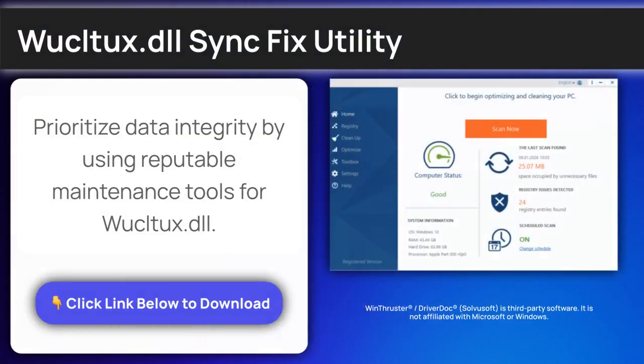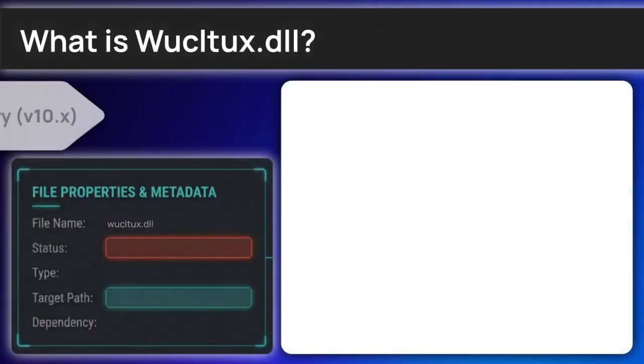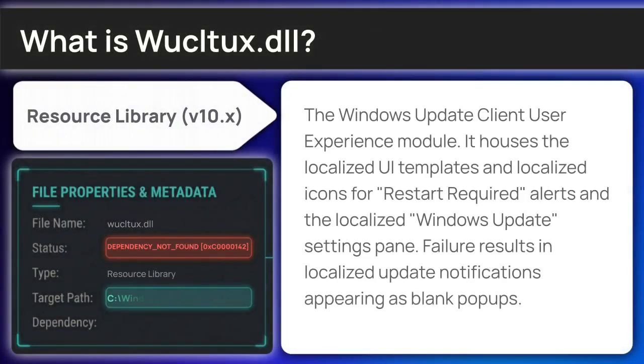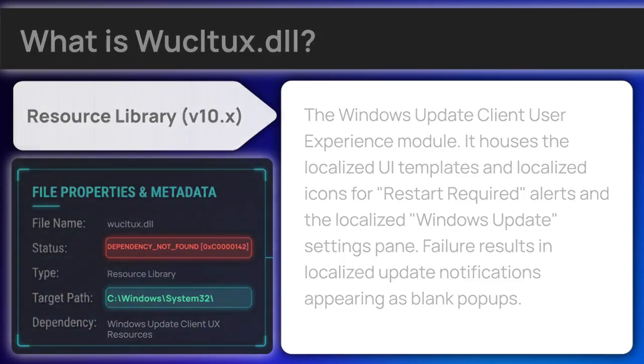This is the Wucltux library, the Windows Update Client User Experience module. It houses the localized UI templates and localized icons for restart required alerts and the localized Windows Update settings pane. Failure results in localized update notifications appearing as blank pop-ups. Enough of the technical side. Let's get these files back onto your system.